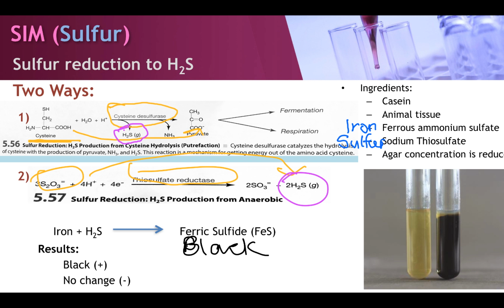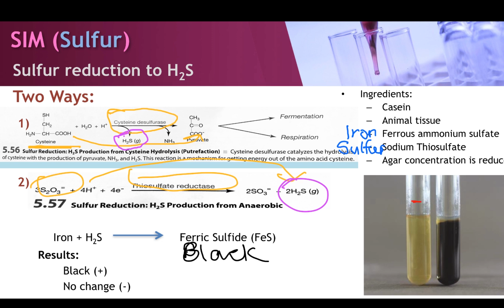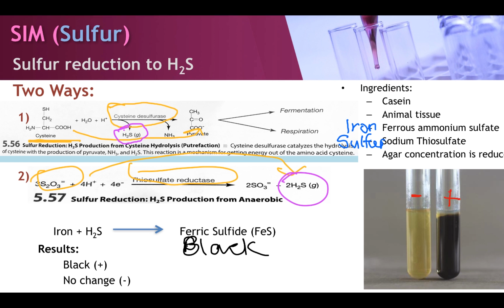In the tube shown here, this first tube is negative because there is no black precipitate, so it is negative for sulfur reduction. And the second tube is positive because of the black precipitate.